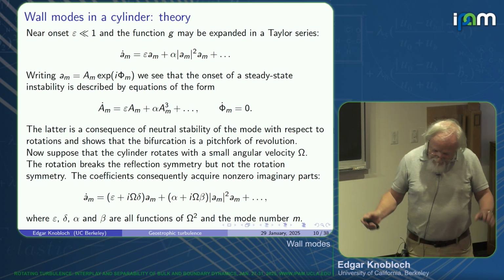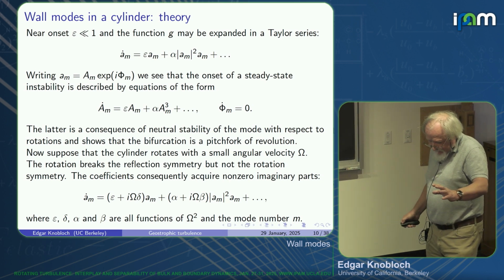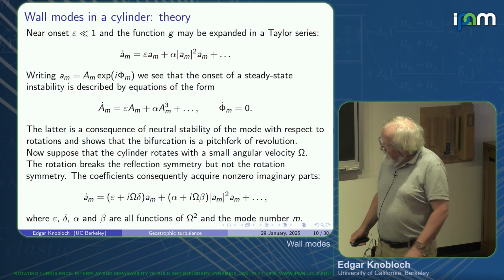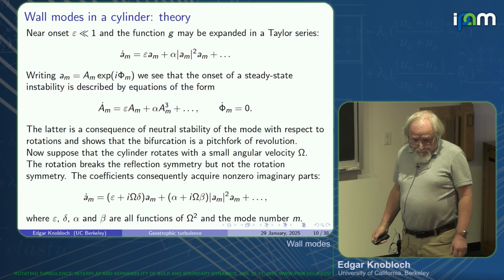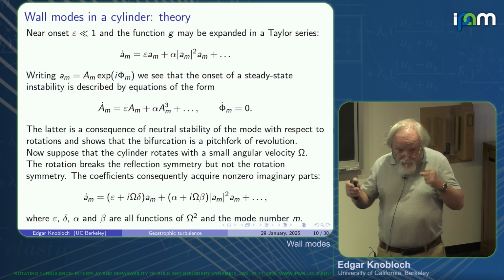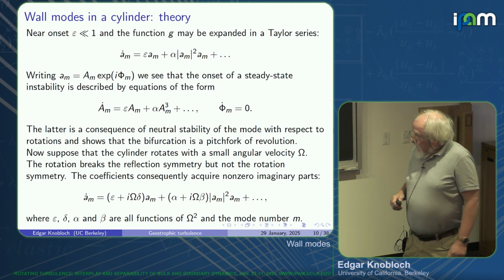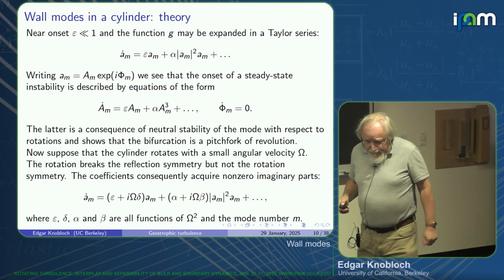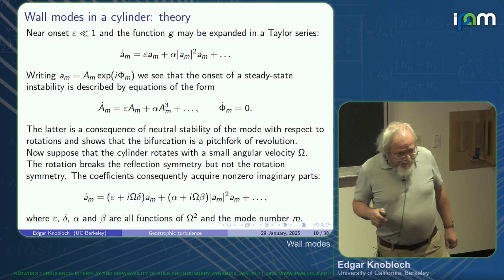Right? So that's the onset of convective instability. Any convective instability, whether a bulk mode or a wall mode in a cylinder, has to look like this. And so the task now, in principle, is just to calculate the coefficients, right? That alpha and so on. I'm not going to do that here, but now we want to rotate the cylinder, right?